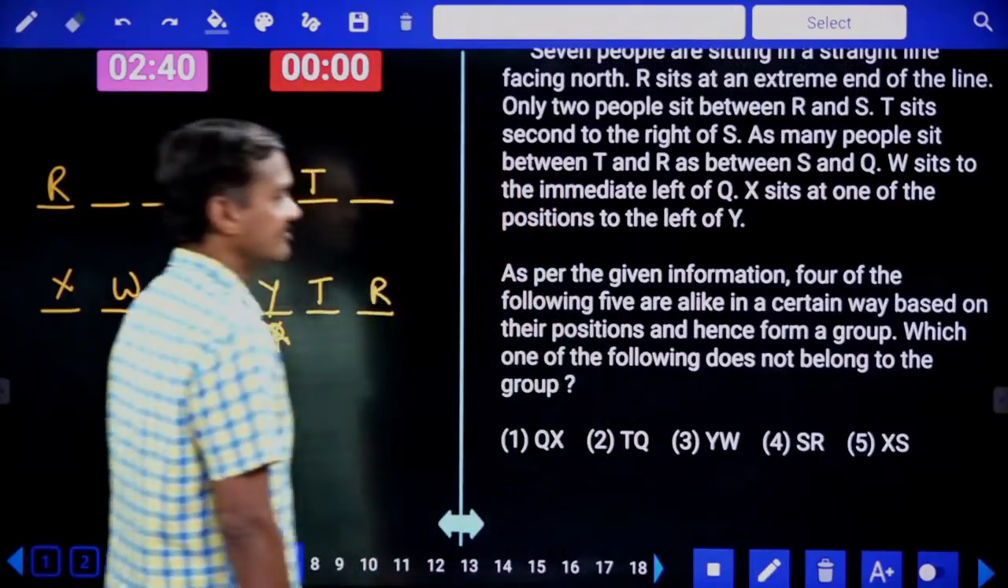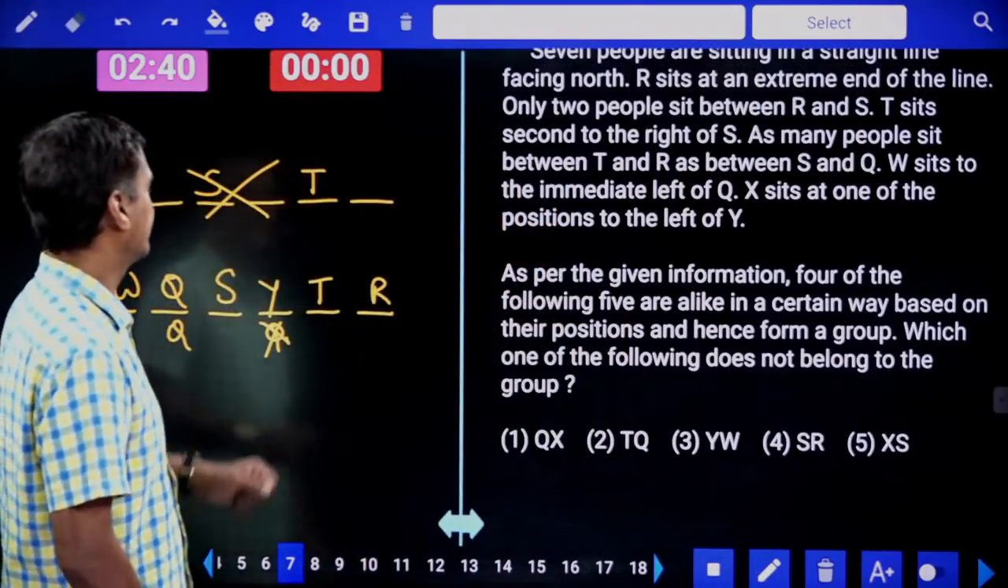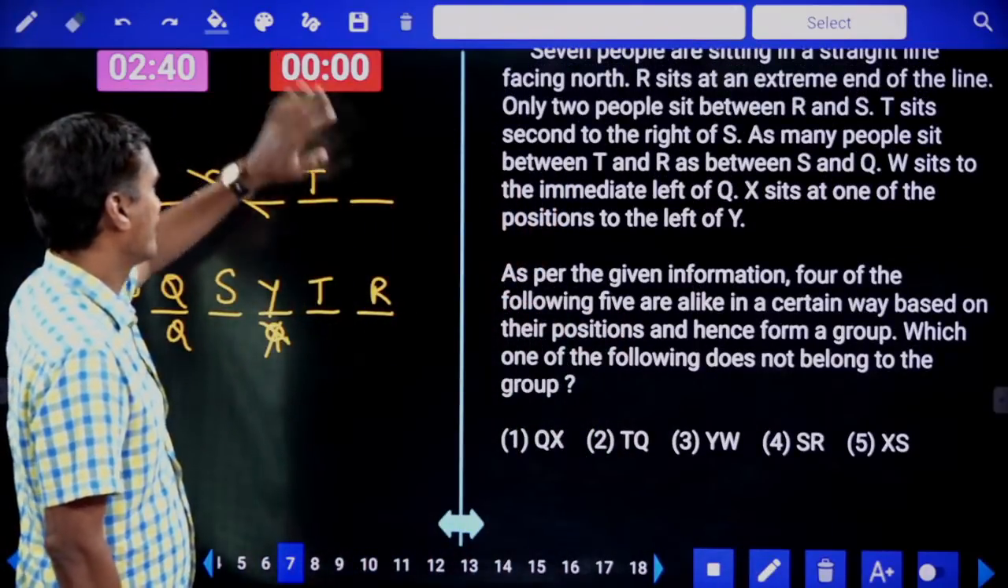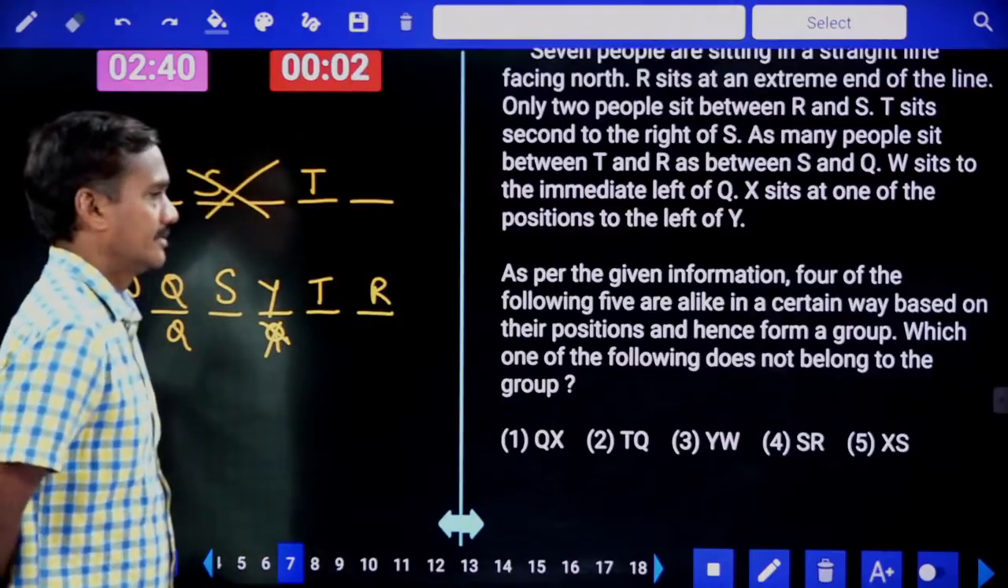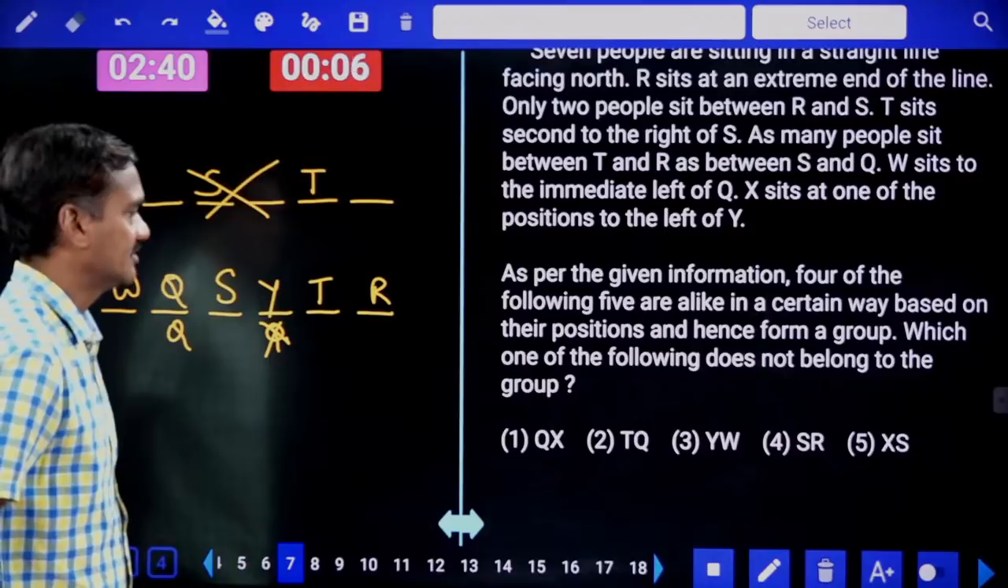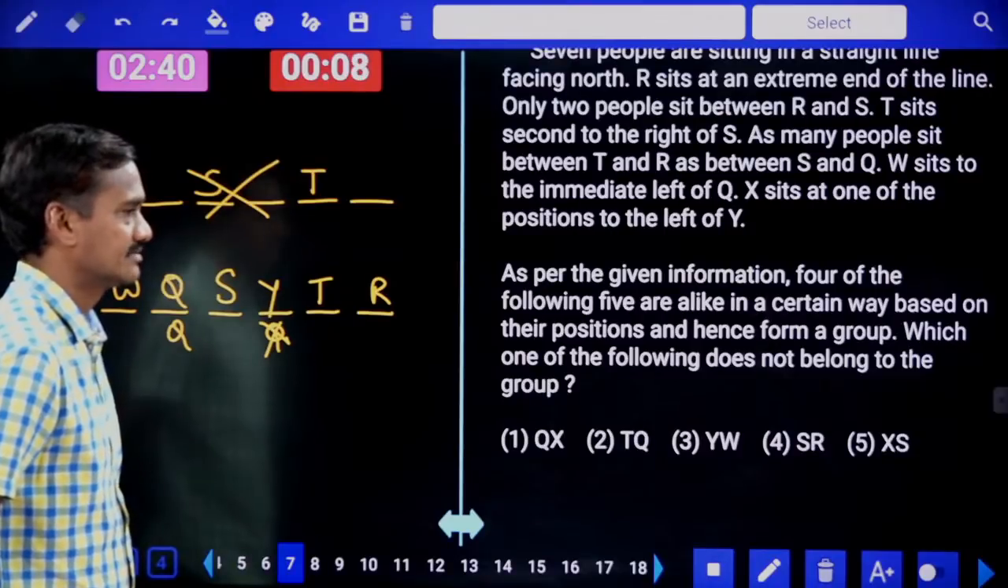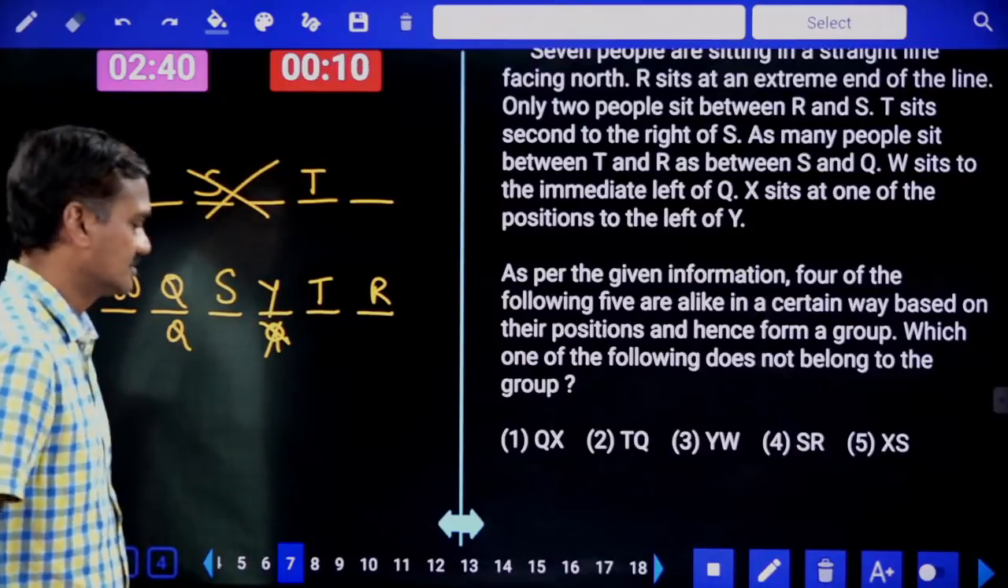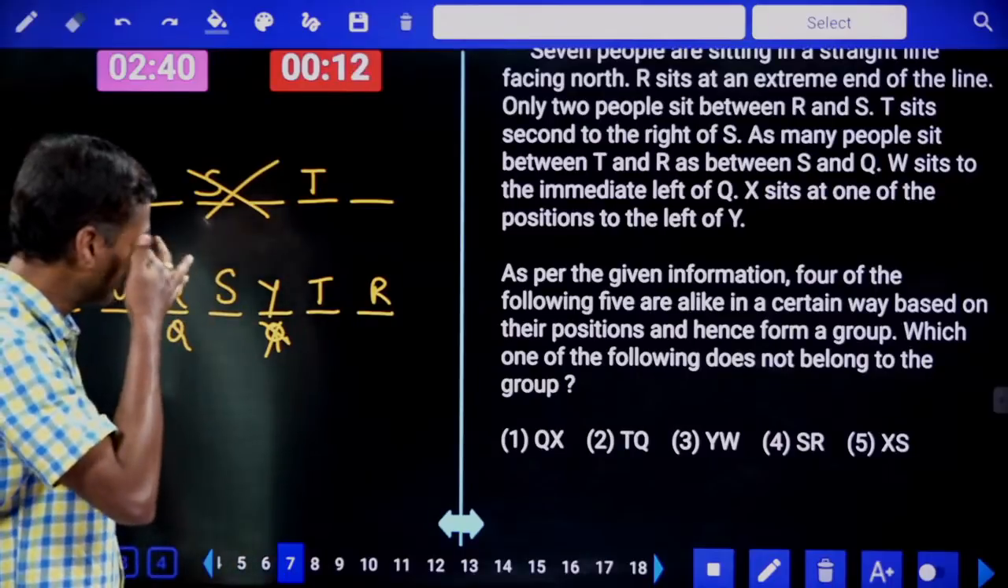Then coming to question number 7. As per the given information, 4 of the following 5 are alike. That means it is nothing but an odd man out. Start working on this one. Question number 7.